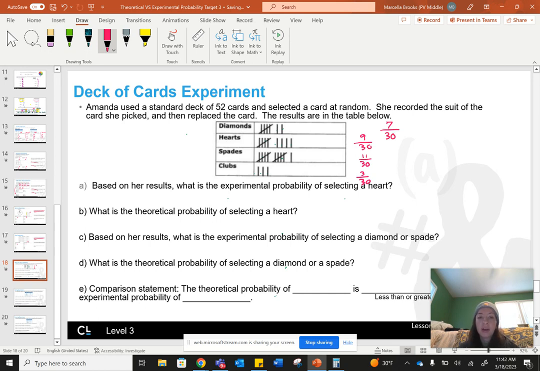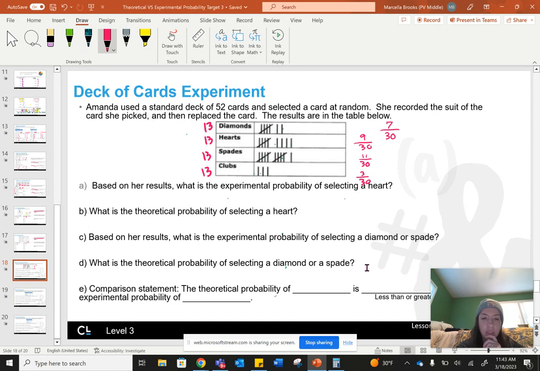Now you need to tell me the theoretical probability. So, theoretical probability, you need to know that there's 13 diamonds and 13 hearts, 13 spades, and 13 clubs in a deck of 52 cards. So it's going to be over 52 for theoretical. So based on her results, what's the experimental probability of selecting a heart? So experimental probability, that's over 30. What is the theoretical probability of selecting heart? That's going to be over the total number of cards. So there's 52 cards. What's the probability she'll select a heart, theoretically?